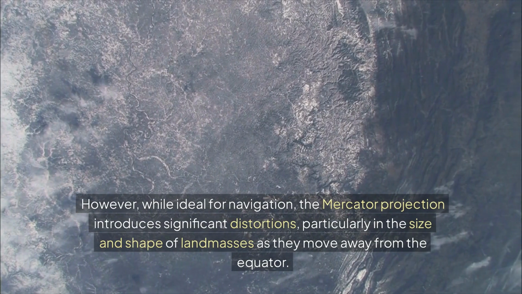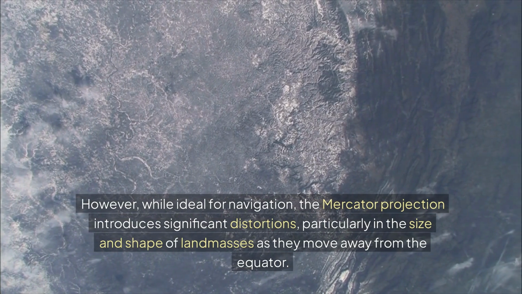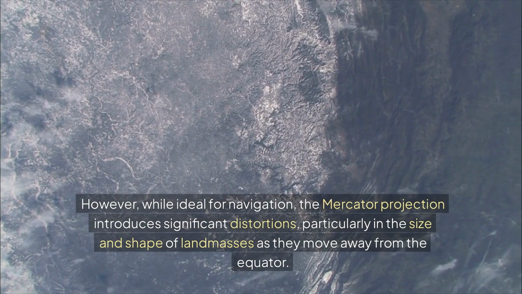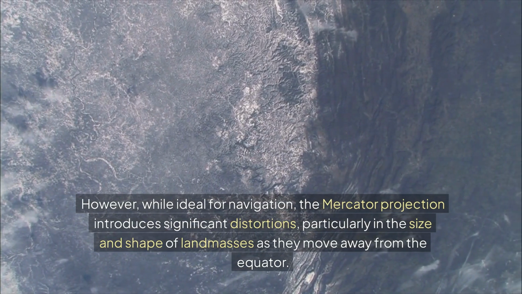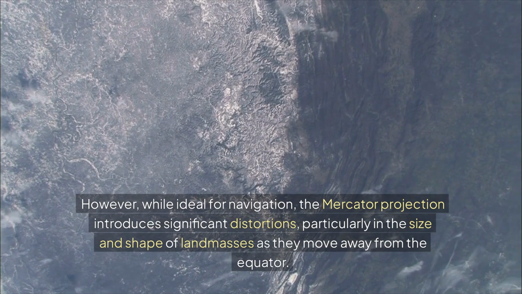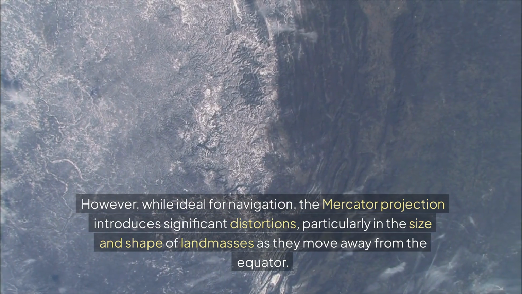However, while ideal for navigation, the Mercator projection introduces significant distortions, particularly in the size and shape of land masses as they move away from the equator.